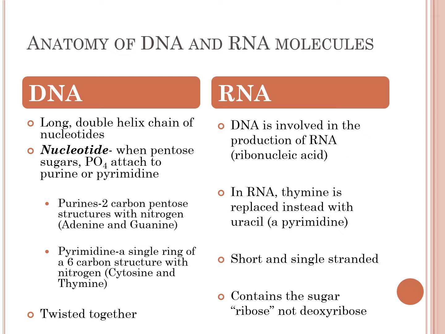DNA is involved in the production of RNA. In RNA, thymine is replaced instead with uracil, which is a pyrimidine. RNA is short and single-stranded, and it contains the sugar ribose and not deoxyribose.